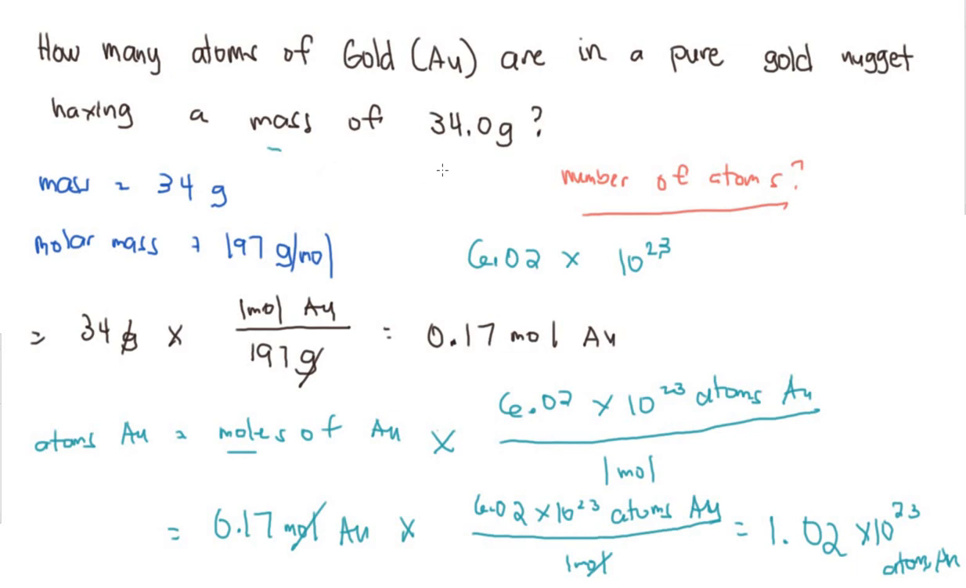The first thing that you should do is to get the given. If the given is mass, convert the mass into mole, and if the given is mole, convert the mole into mass, and then proceed to the calculation of the number of atoms using the 6.02 times 10 raised to 23rd.